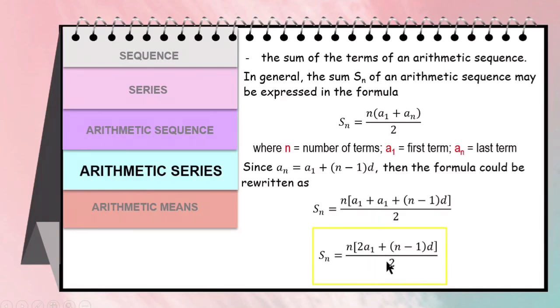So we use this formula to find the sum of the terms of an arithmetic sequence given the values of n, a sub 1, and d. But if the given are n, a sub 1, and a sub n, we use this formula.